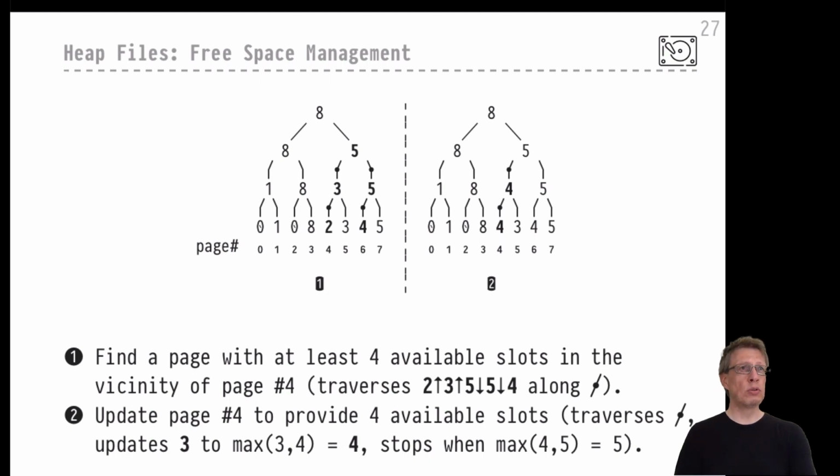The other operation is to update the FSM to reflect that in this case, in our example, more space is available now. So how would that work? In this state of the FSM, page 4 had 2 available units of free space. After the update, because we have deleted stuff, for example, we now have 4 available units on page 4. Okay, so let's update the FSM tree to reflect that.